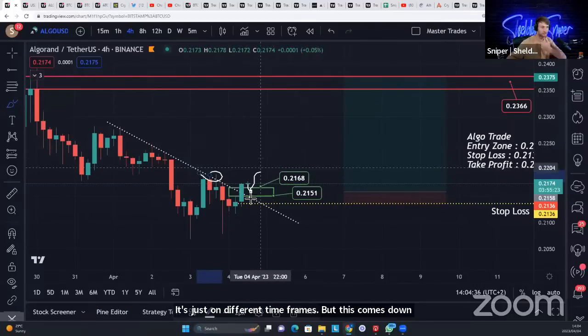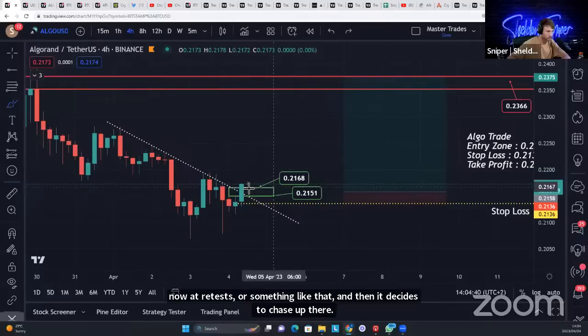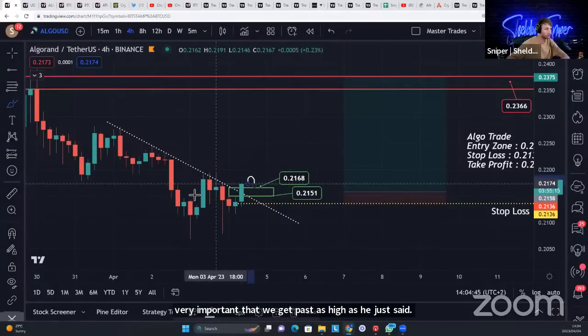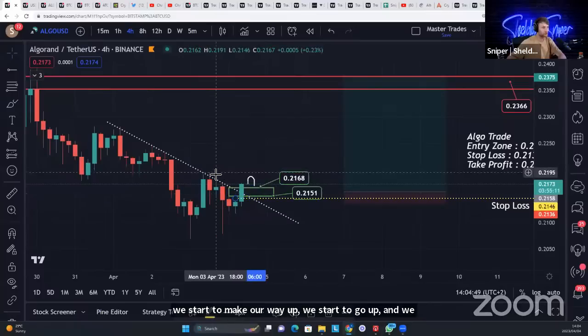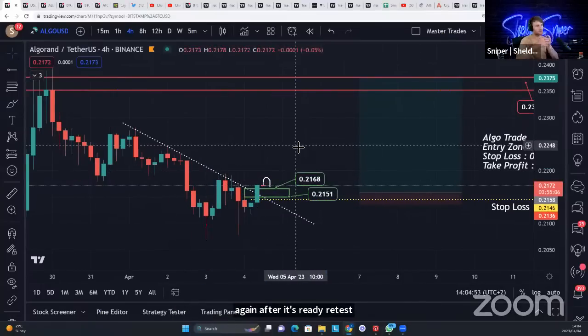Gets past that high, fantastic. But if we go and we start to make our way up, and we go just short of it, and it decides to come back again after it's already retested, take the stop loss and start crunching up, because that was the important level to get through. So guys, it's about seeing it on small time frames and also matching it on high time frames and understanding the way you want the market to flow and to move.